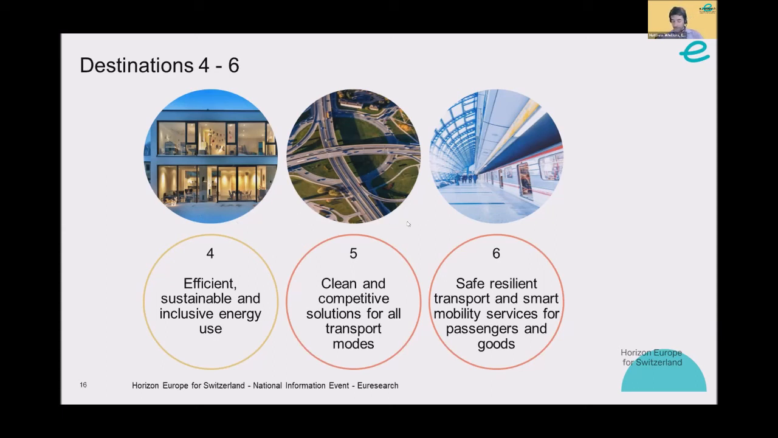We then have Destinations 5 and 6, which relate to mobility. And number 5 is clean and competitive solutions for all transport modes. It really covers all transport modes, so road, rail, aviation, and waterborne transport. It's about making it more efficient, more clean, and essentially to reduce the impact on the environment and on the health. Destination 6 is again about mobility.